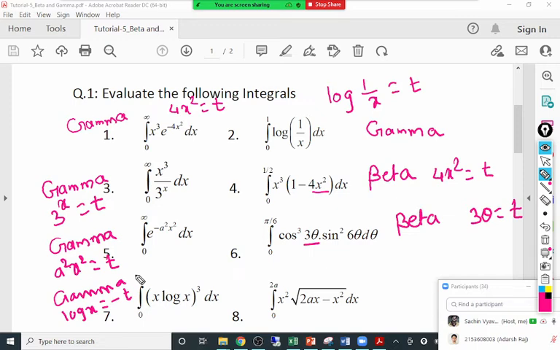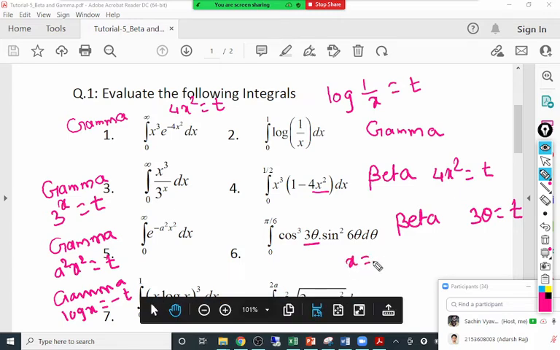What happens? You will take x as common from the root there. You will be left with root x into root of 2a minus x. And then you can put x equal to 2at. Or directly you can also replace x equal to 2at. It will convert to the first form of a beta. So the last example you can do with x equal to 2at substitution, and that is of a beta.